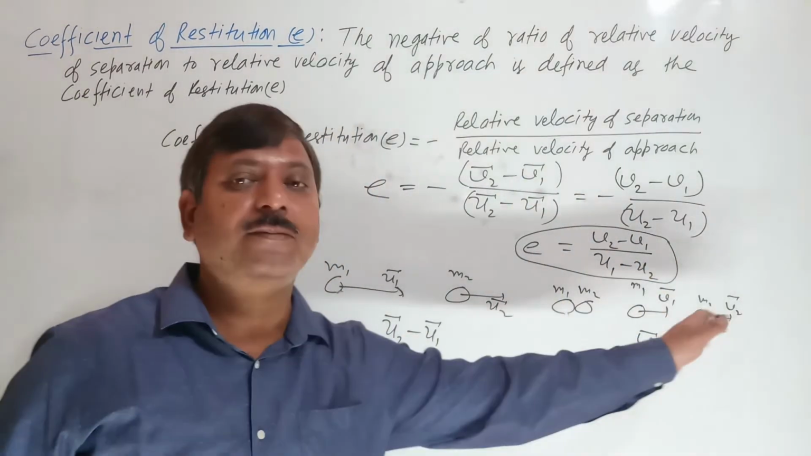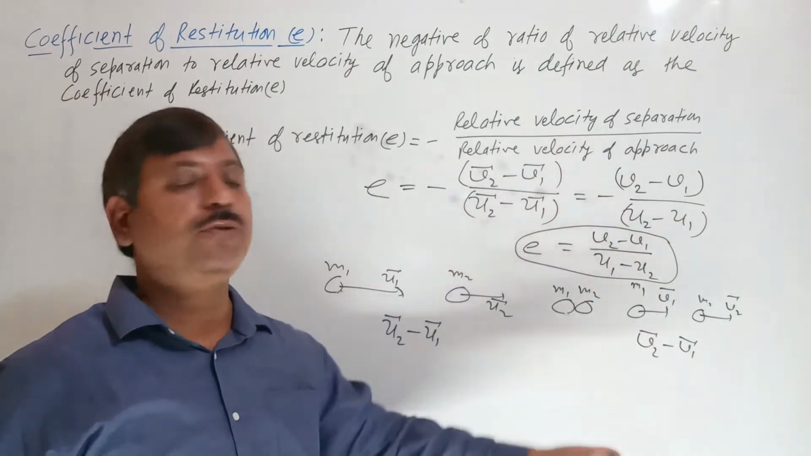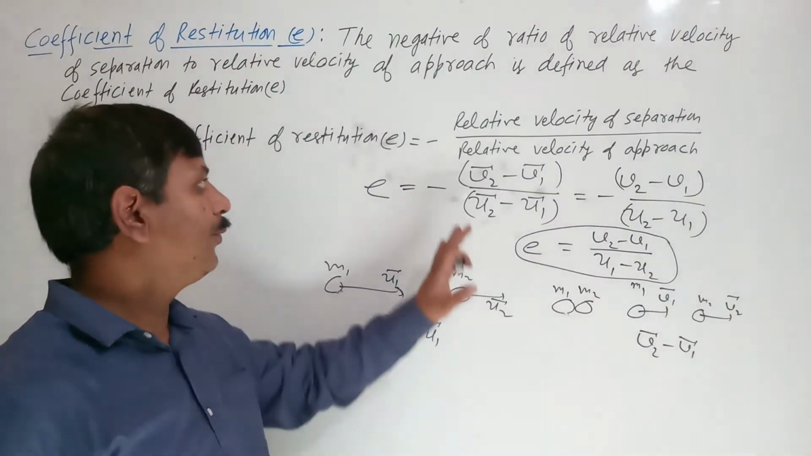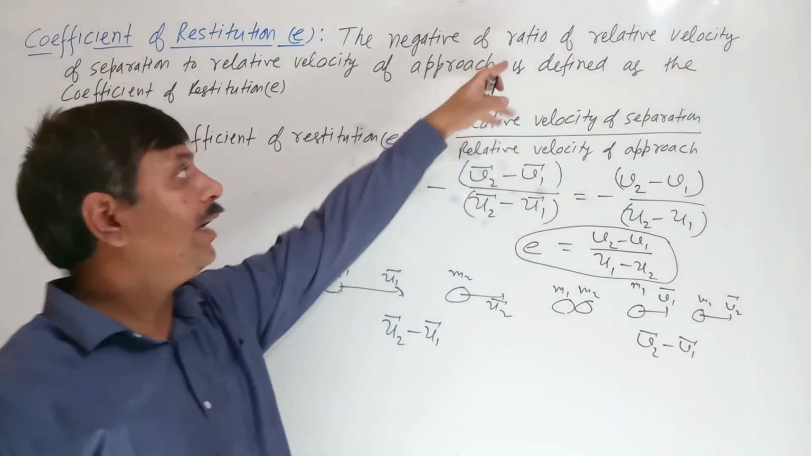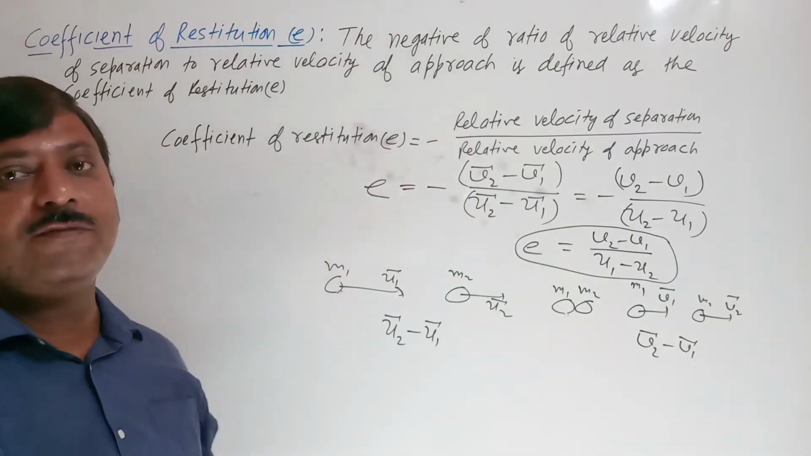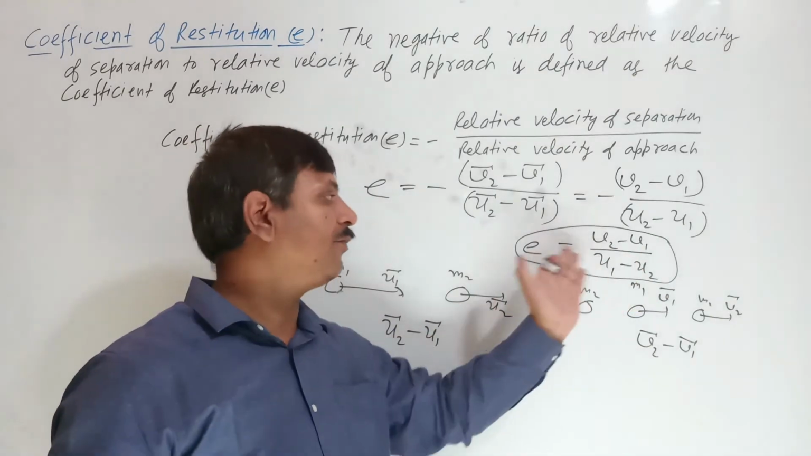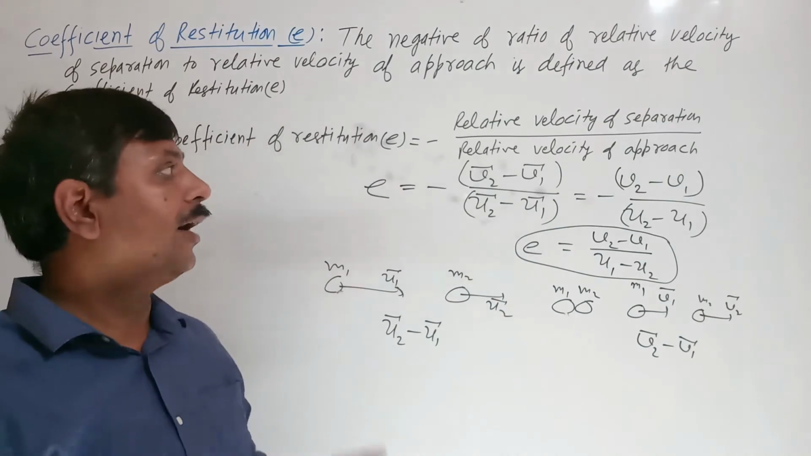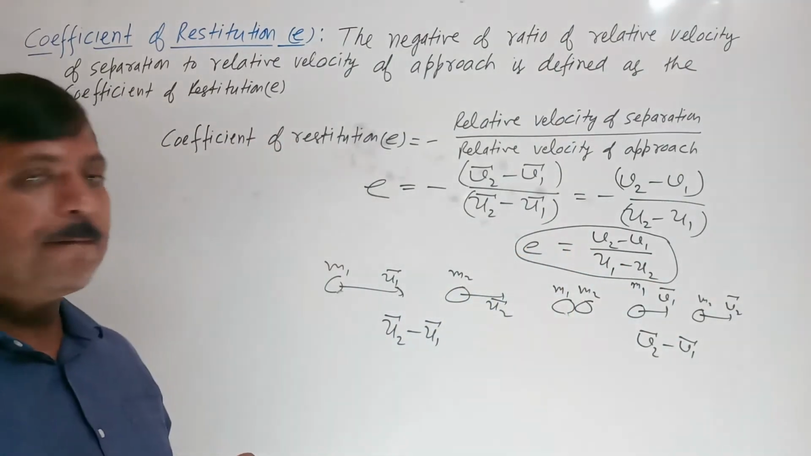If all masses are moving in a straight line in the same direction, we can see here e is equal to (v2 minus v1) divided by (u1 minus u2). So what is the coefficient of restitution? It is the negative of the ratio of relative velocity of separation to relative velocity of approach. Here we have taken it in speed form, so e is the ratio of relative speed of separation to relative speed of approach.